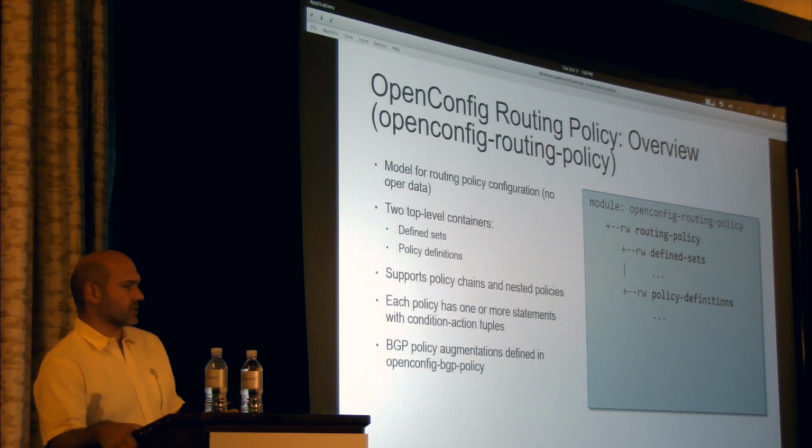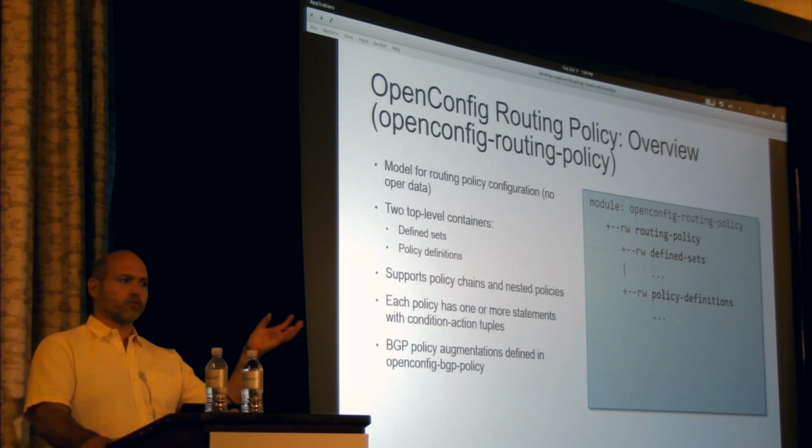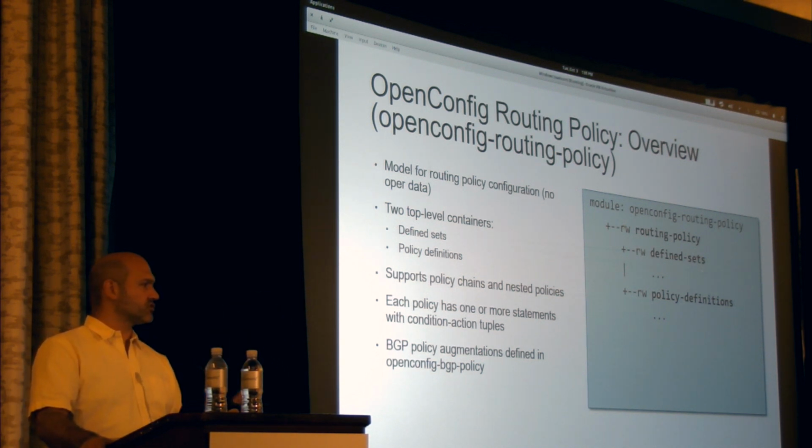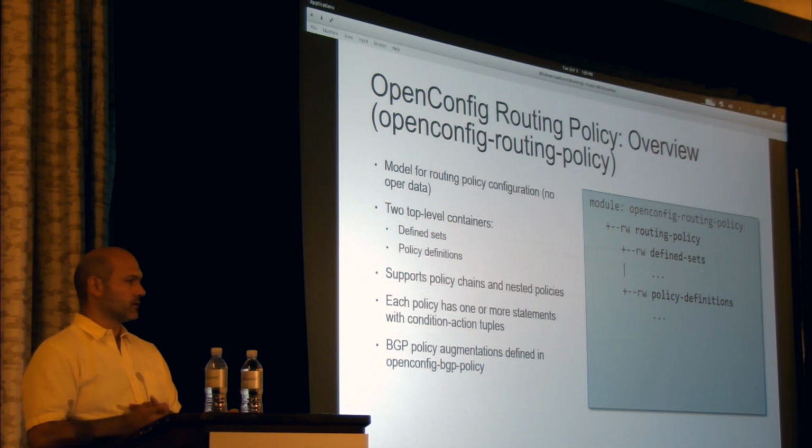The policy definition is actually the definition of the policy. The defined sets are the sets that are going to be used to match conditions in your policies. It can be a prefix set, it can be community sets, it can be AS path sets, it can be many different things. The routing policy model doesn't define the defined sets and all the attributes for policy definitions for BGP directly.